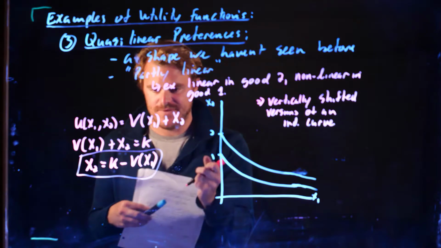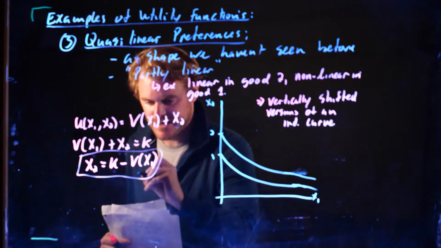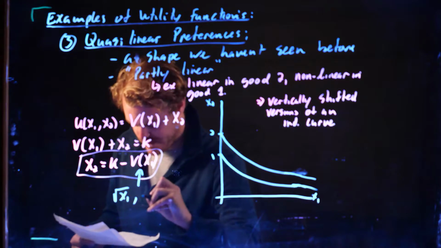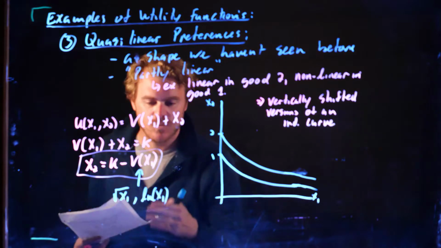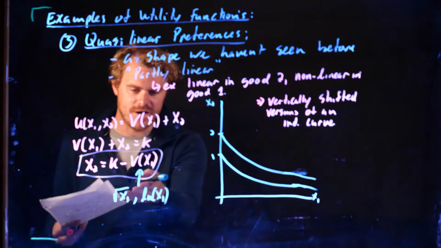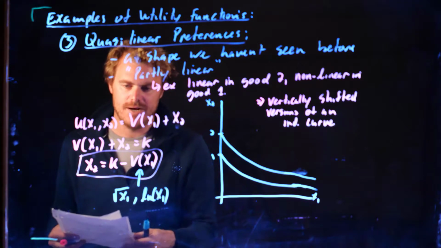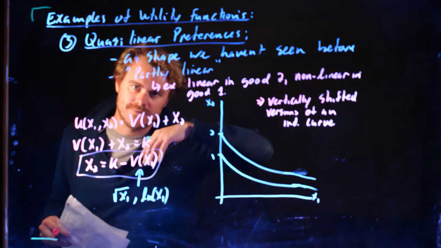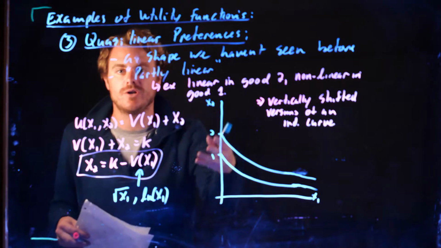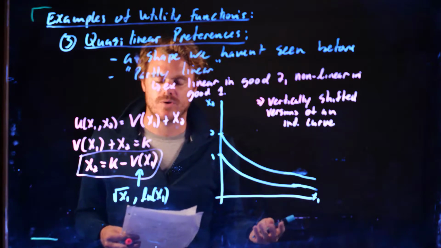And so this v function could be any kind of nonlinear function. It could be the square root of x1, or it could be the ln of x1, or whatever. It could be any nonlinear function. We're not going to see this a ton in terms of these nonlinearities, but these kinds of preferences could come up as we move our way through the course.